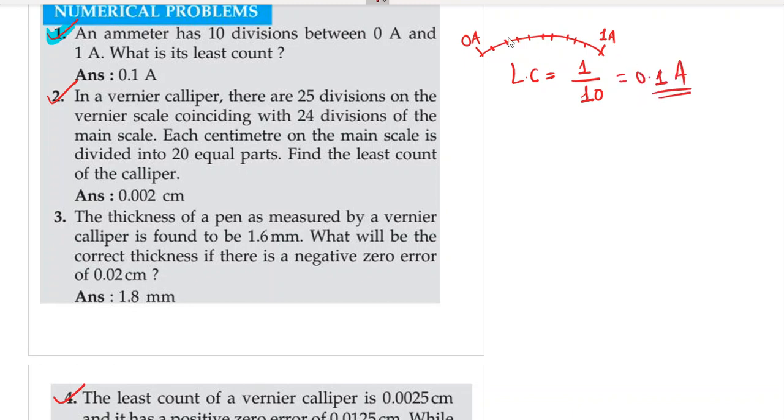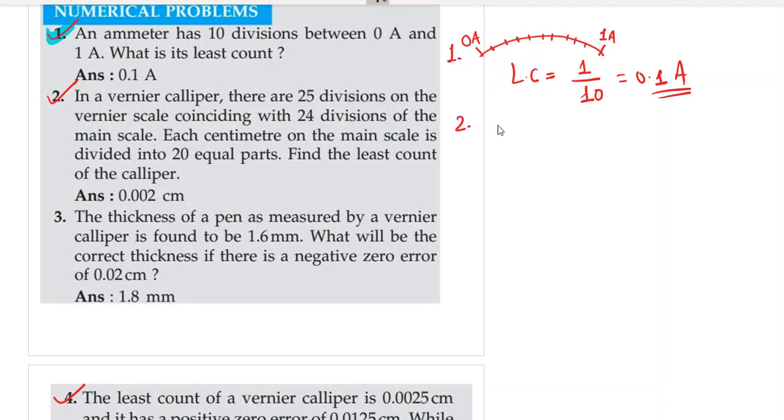There is no other formula. This is common sense you have to use. Like if this is 0 centimeter and 1 centimeter and there are 10 divisions, each division is equal to 0.1 centimeter. So that's the only common sense they have used here. Okay, second question. This was the first question.